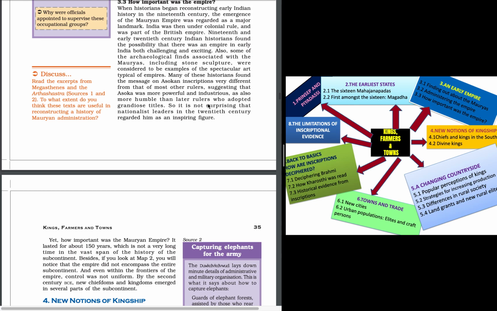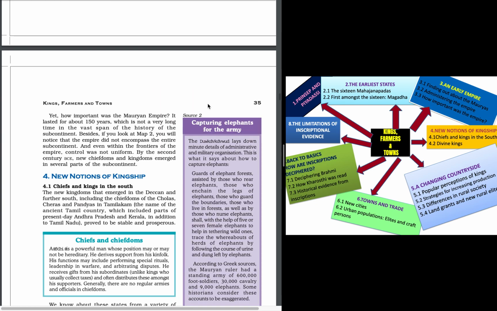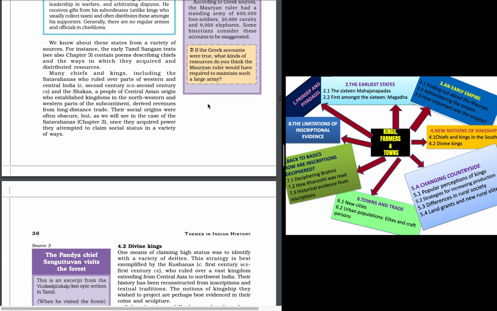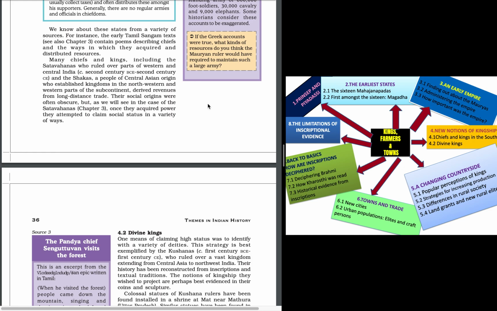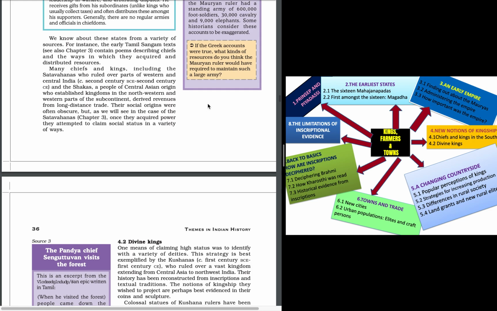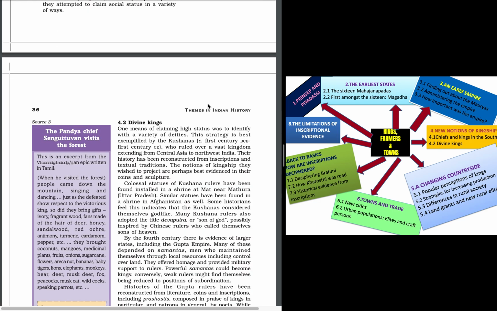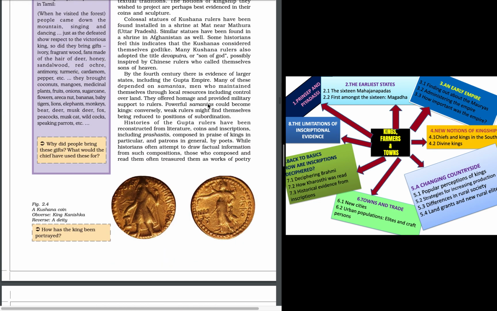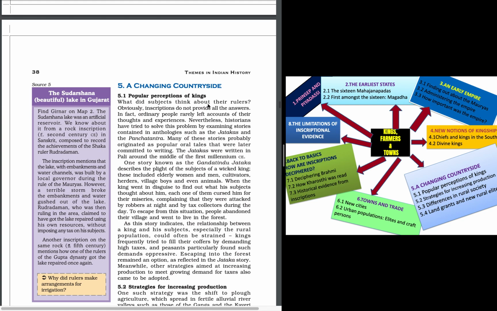And then there is one subheading, divine kings. That means here this has been discussed that the rulers were like the divine kings, and they were considered as deities. Then the fifth point discusses about the changing countryside.